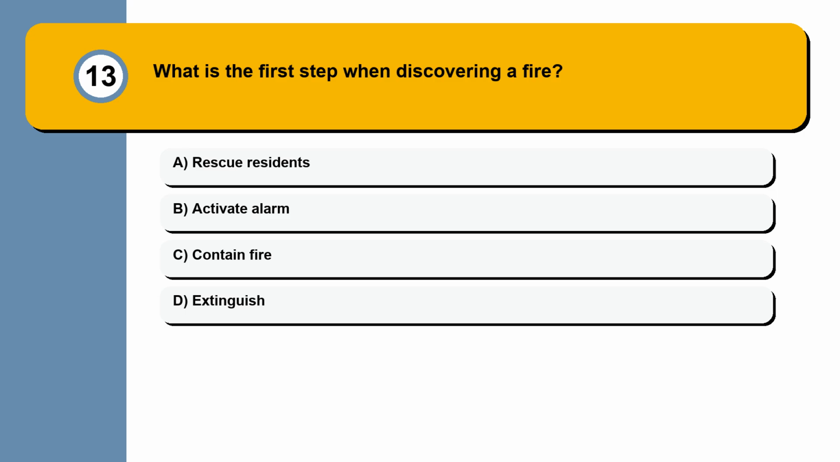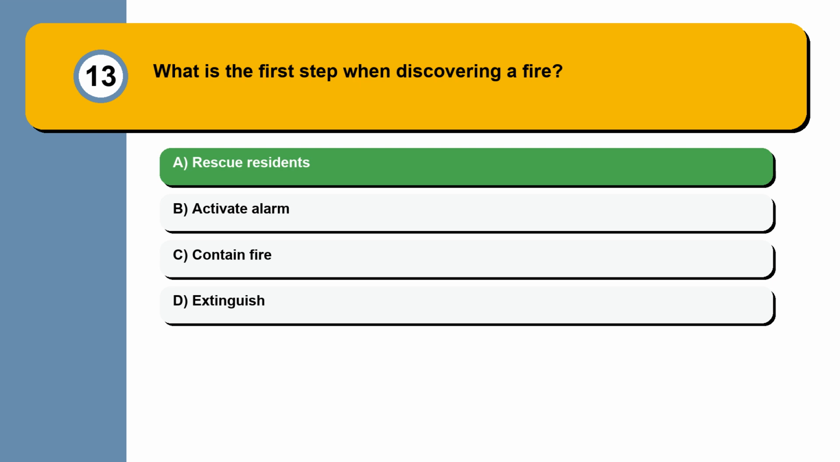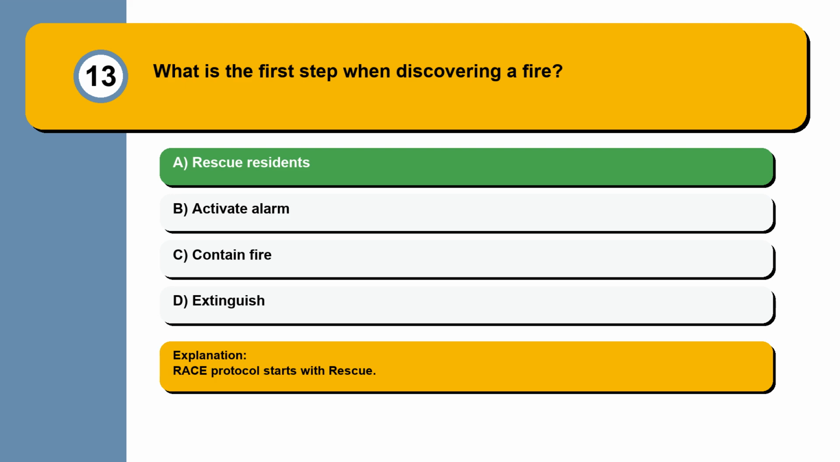Question 13. What is the first step when discovering a fire? Rescue residents. Activate alarm. Contain fire. Extinguish. RACE protocol starts with rescue.